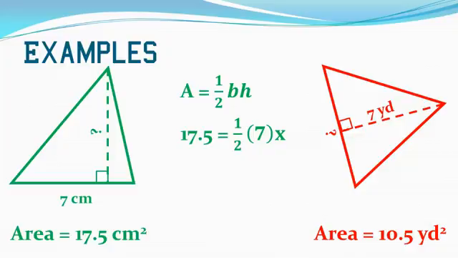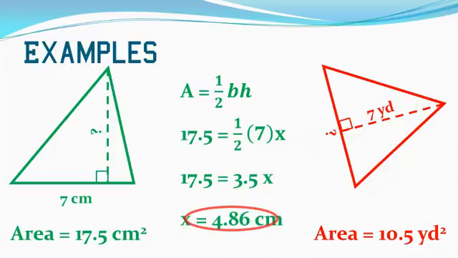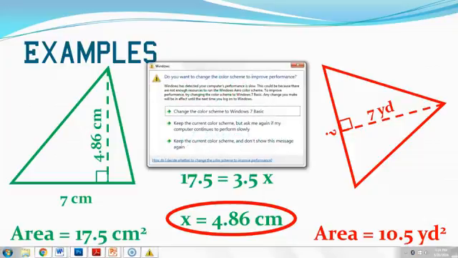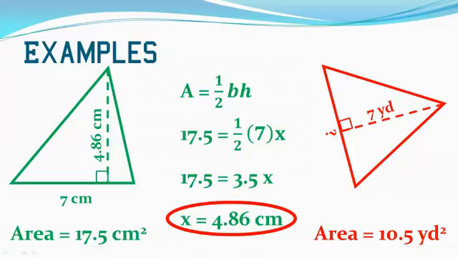Now I just need to use my algebra. 1/2 of 7 is 3.5. It's a one-step equation now. What's happening to my variable? I'm multiplying by 3.5. How do I undo that? I divide by 3.5. That's going to give me 4.86 centimeters. This is the measurement of my altitude, or my height. Notice that the unit is no longer squared. We took centimeters squared and then divided it by 7 centimeters. Centimeters squared divided by centimeters gets us back to our original unit of centimeters.